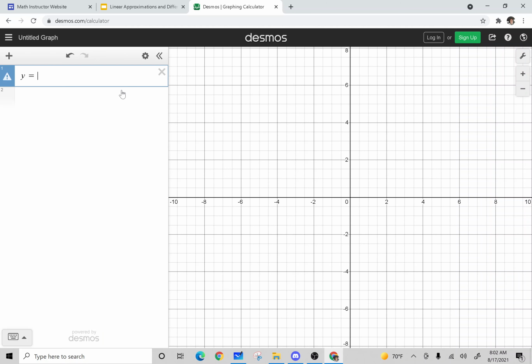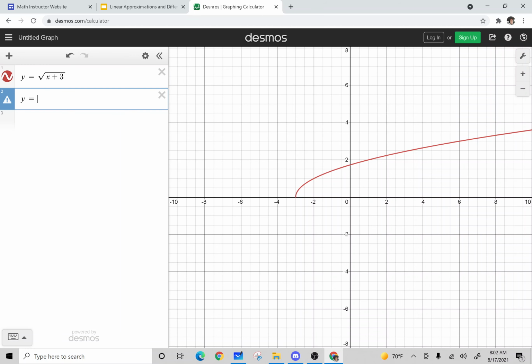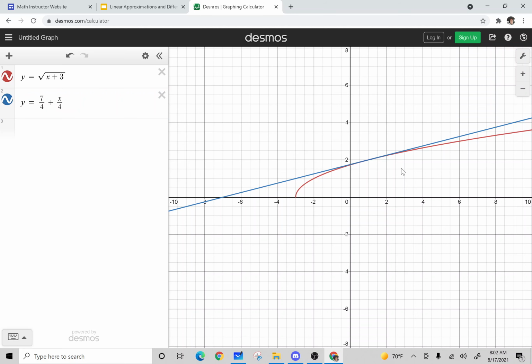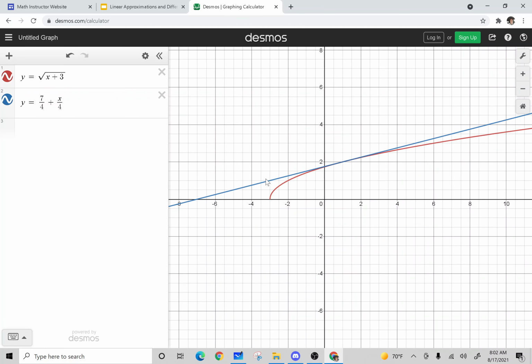We have y is equal to the square root of x plus 3. We have y is equal to 7 over 4 plus x over 4. From this graph, if you notice, the blue line, which is our tangent line, is on top of this curve. Because of that, it is considered to be an overestimate. Obviously, if it was below it, it would be an underestimate, and so on and so forth.